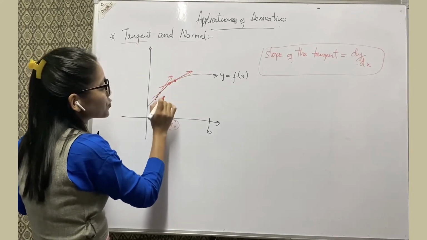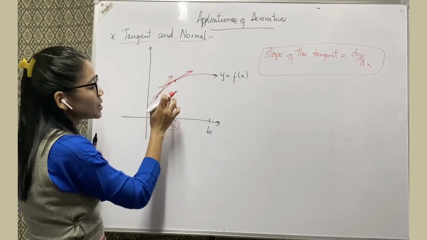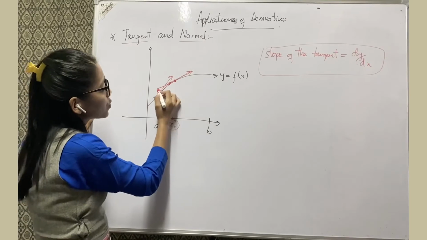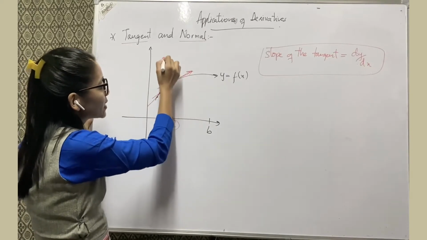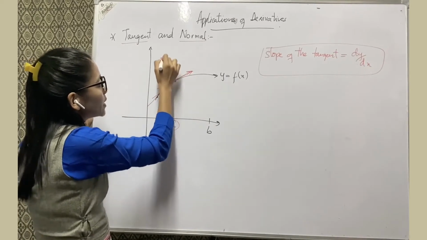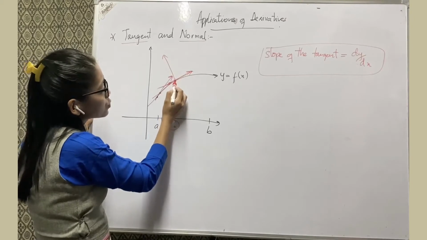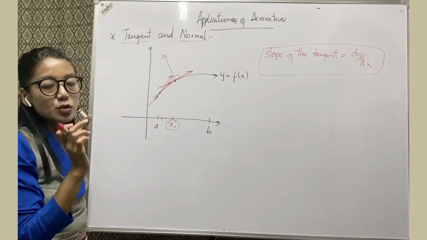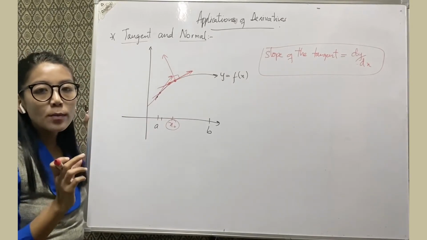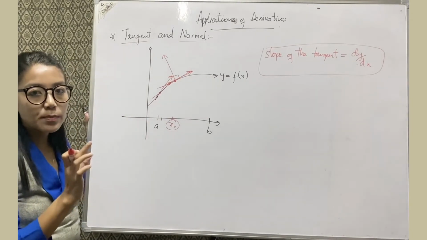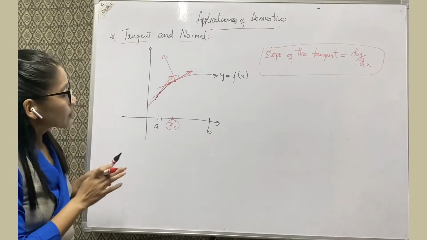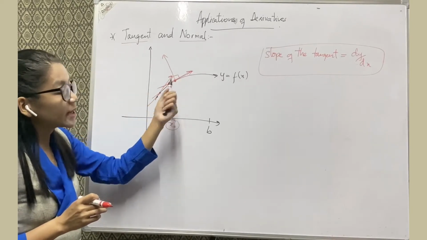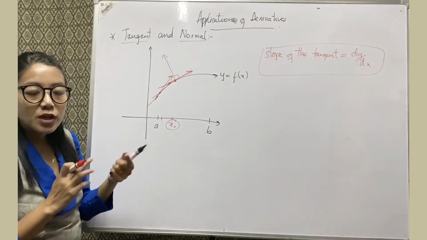So if you are asked to find out the equation of the tangent and normal at the point x naught, then it means you have to find the equation of this tangent and you have to find the equation of the normal. Now normal means it is passing through the same point, but it is perpendicular to the tangent, right? So the relationship between the tangent and normal is that they are perpendicular. Normal means perpendicular.